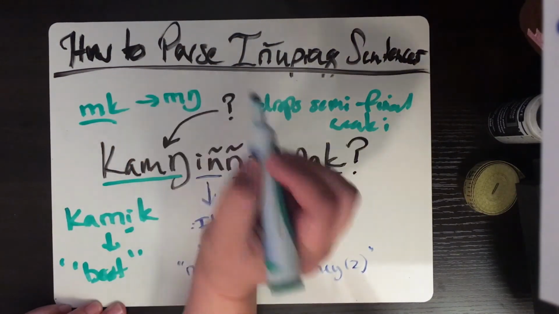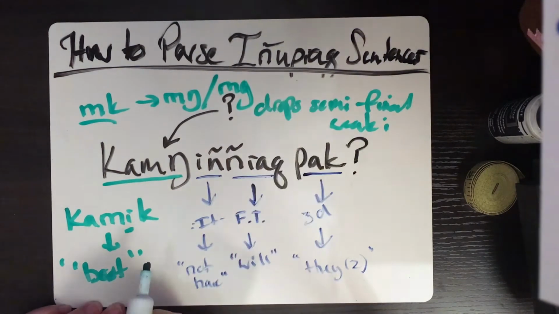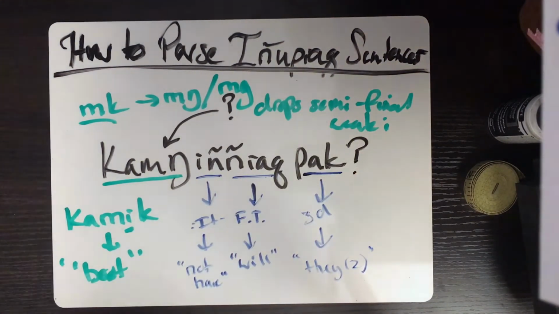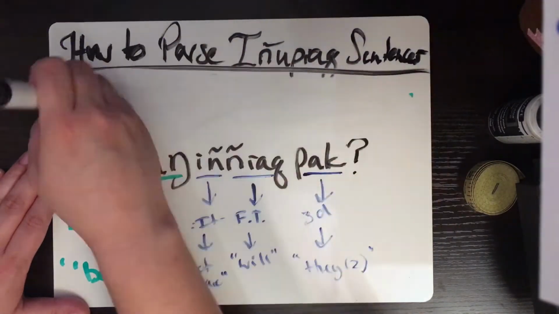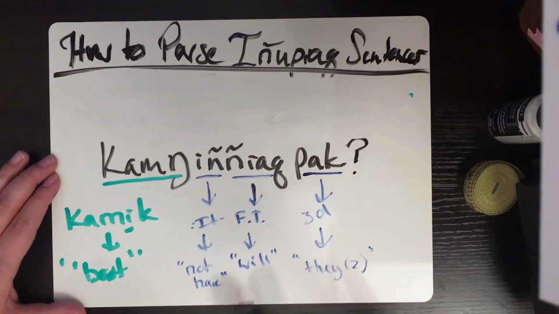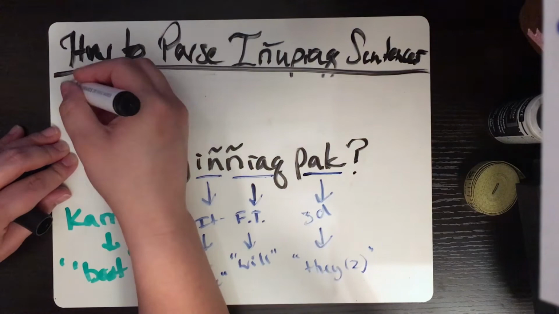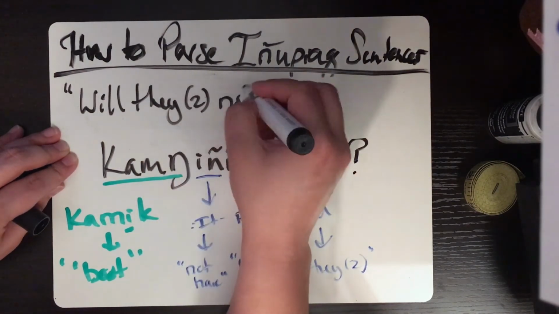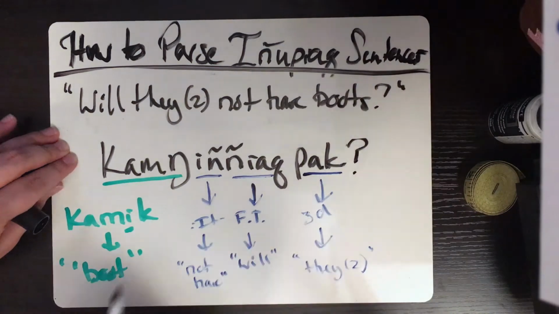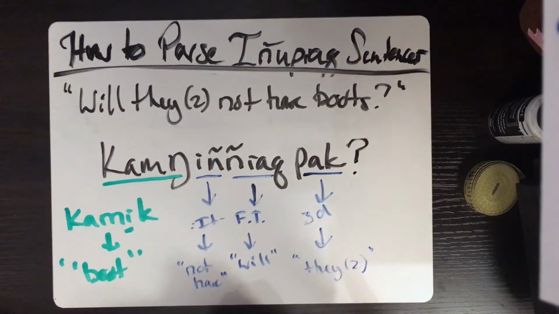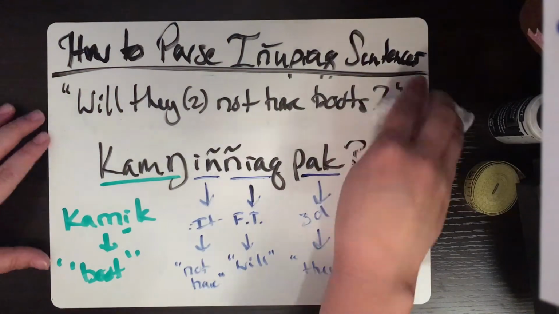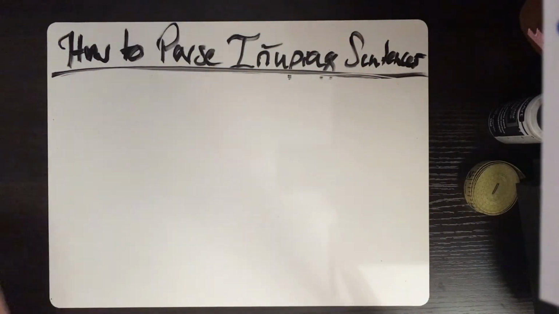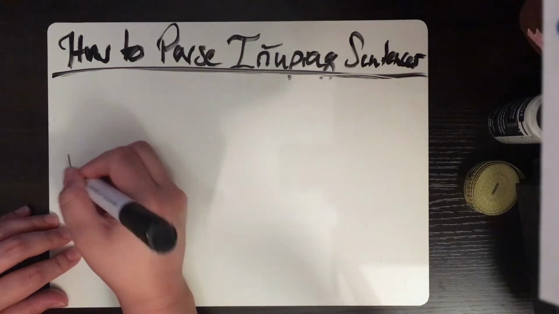Well, in Iñupiaq, if you end up with a consonant cluster MK, it becomes MN with a tail or MG. So we have they too, will, not have, and boot. Will they too not have boots? And this could also be a boot because in this sentence the number of boots is not specified. And here we have one last example.